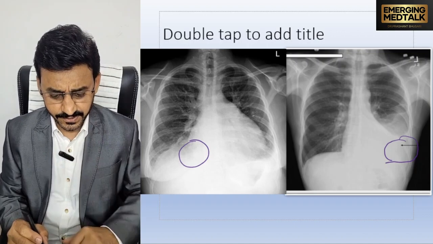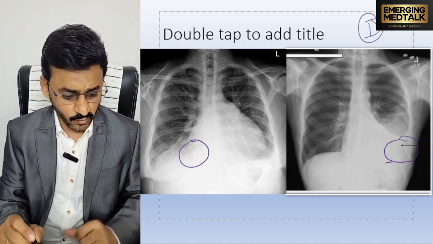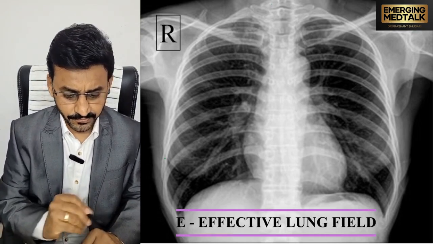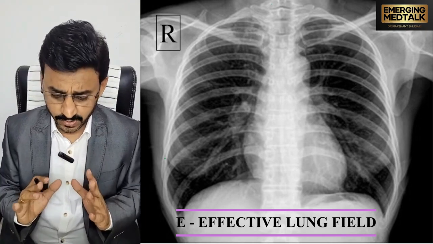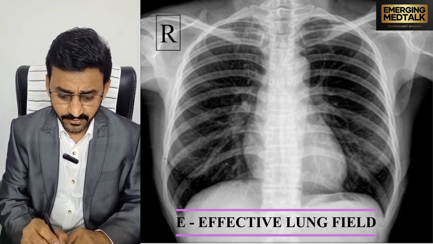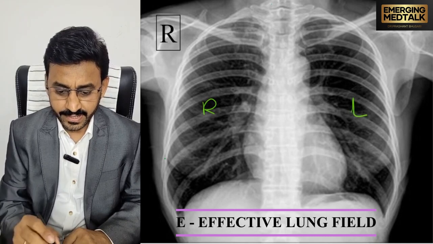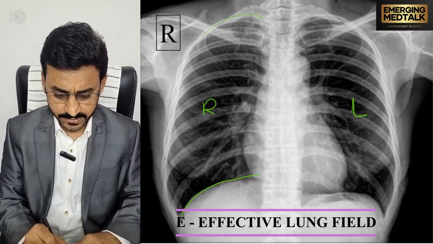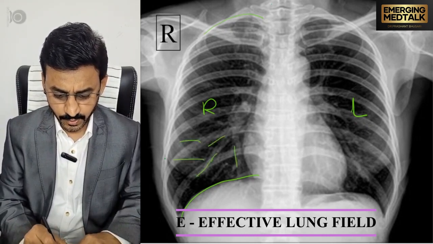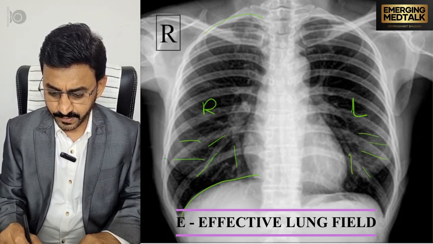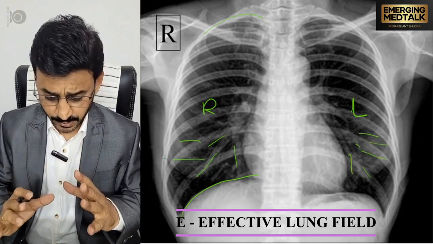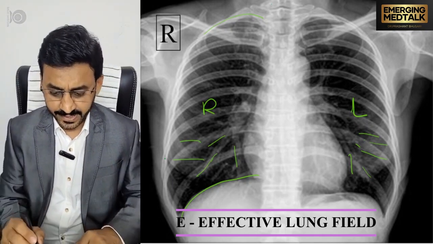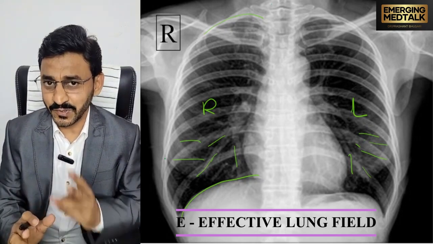Then after this, after the diaphragm, we will see the effective lung field, the lung parenchyma. These are the right lung and the left lung, and here is the apex and here is the base of the lungs. We can see some normal tubular, reticular, radiopaque shadows on each side. These are normally present due to the bronchovascular markings, and radiologically the lung is divided into three zones.